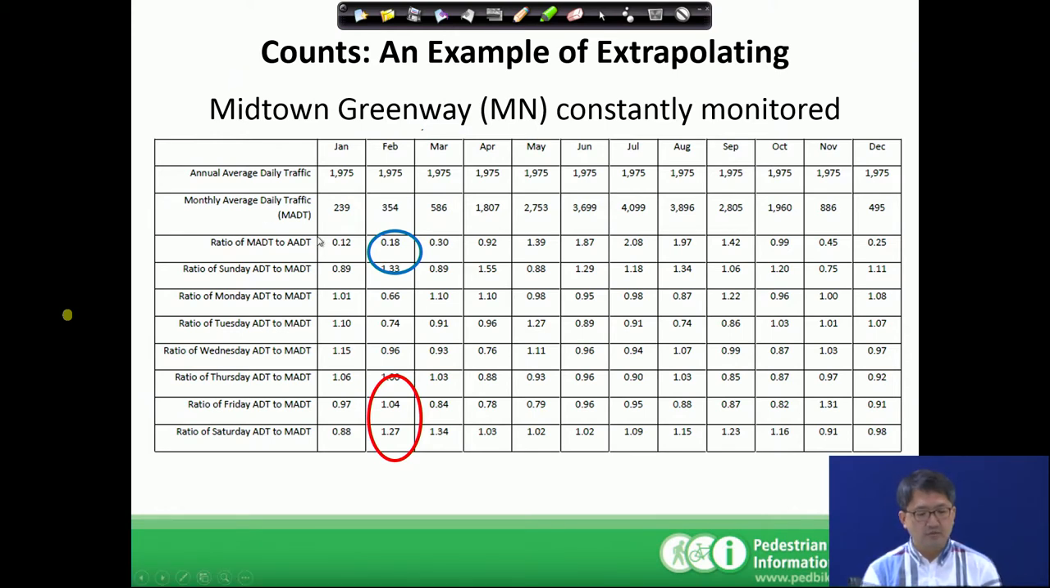Basically showing the same thing as well, the ratio between monthly and AADT. So bigger than 1 means you have more than average. Smaller than 1 means you have less than average. You need to inflate that to be a reasonable value as AADT. So these are commonly used.